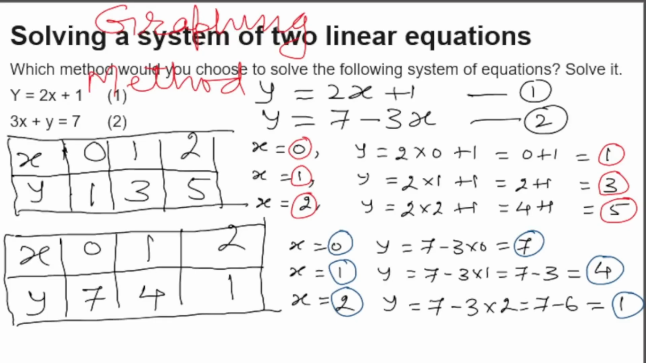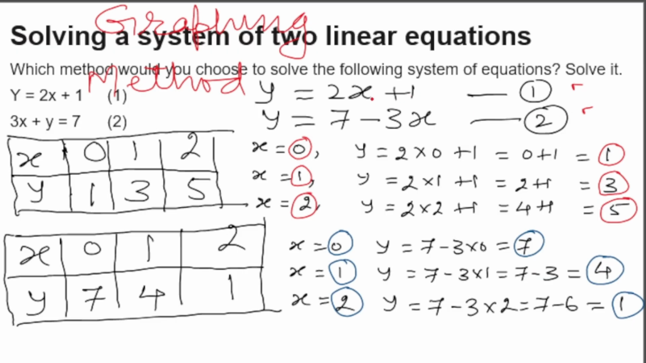In the graphing method, we have to convert both the equations into the same form to obtain the values of the variable. The first equation is already in the standard form, which is required in this case. So we'll change the second equation. It will be converted to y is equal to 7 minus 3x. That means we will shift 3x to the right hand side, and when we shift 3x to the right hand side, the sign will be changed. It will be minus 3x. So these are the two required equations.